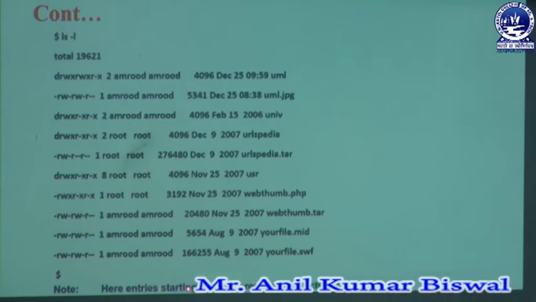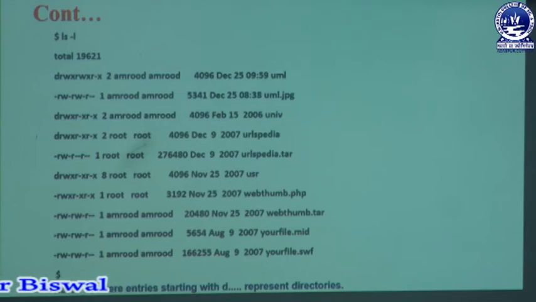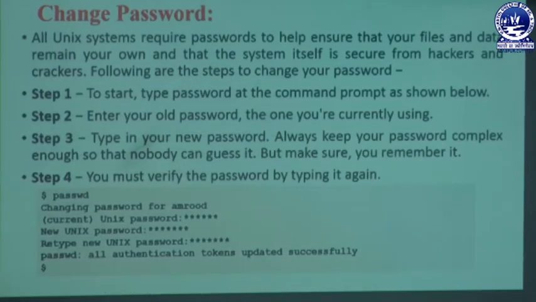Here the entries starting with the D means it is represented as a directory section. So in this way we can retrieve our directories or some other type of files through using that ls -l command. Let us discuss the next concept, that means how to change the password of our Unix system.